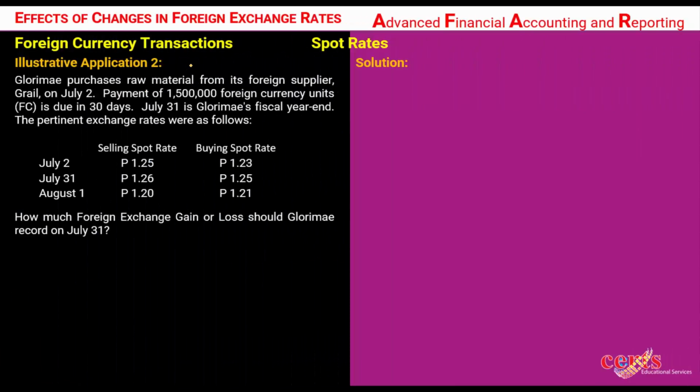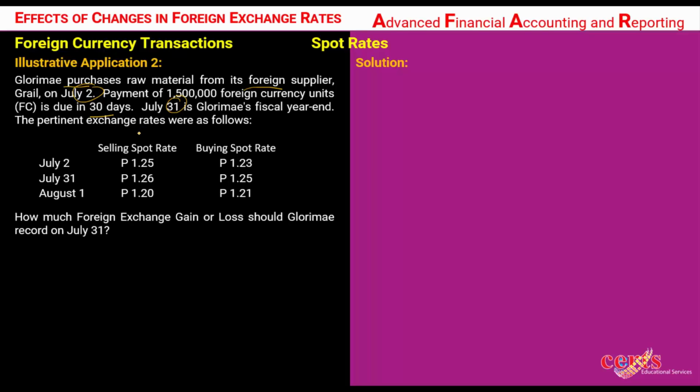Hi, this is Andrew, and this is our second illustrative application pertaining to the spot rates. In this problem, we have Glory May making a purchase of raw materials from its foreign supplier. The transaction was entered into on July 2, and payment is due in 30 days. However, the reporting date is on July 31.